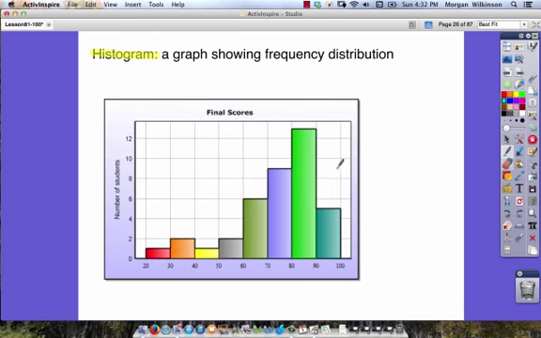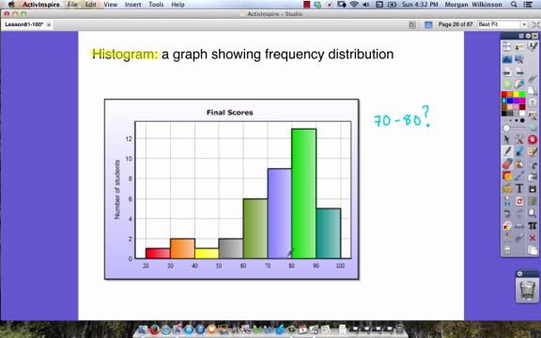A histogram is just a graph showing frequency distribution. So here we have final scores, and we can see the number of students that had these scores. We have intervals between 90 to 100, 80 to 90, 70 to 80, 60 to 70. This one looks slightly different with our score intervals than we had in our first example, but it's still a histogram because it shows a graph showing frequency distribution. Now, a question that I may ask is, how many students scored between 70 and 80? So 70 to 80. How many scored between 70 and 80?